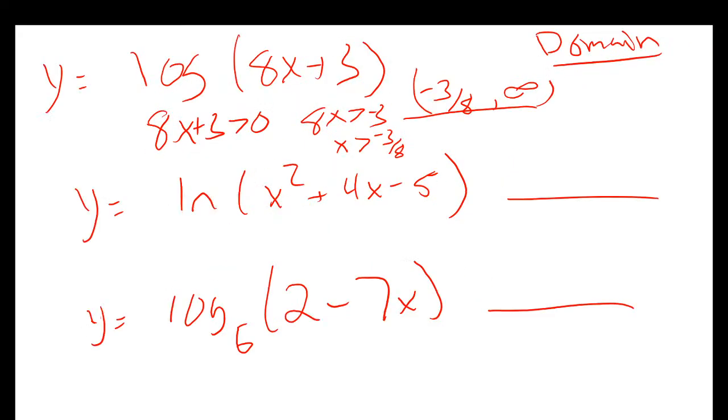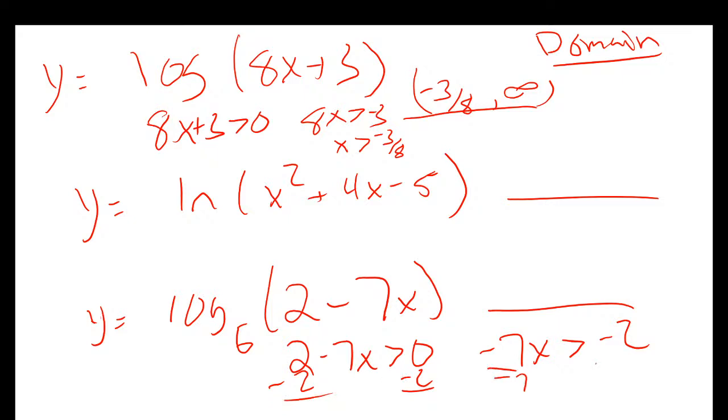Looking at the last one. 2 minus 7x is greater than 0. Negative 7x is greater than negative 2. Dividing by negative 7, divide by negative 7. X is less than 2/7. Now, you have to rotate the inequality because you divided by a negative. When you divide by a negative, you rotate the inequality. So this is negative infinity to 2/7.